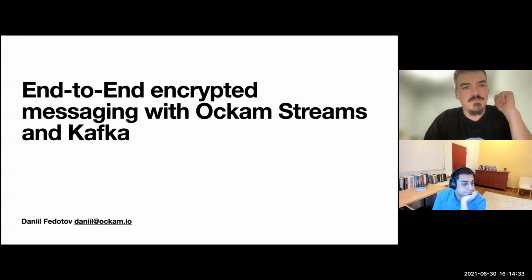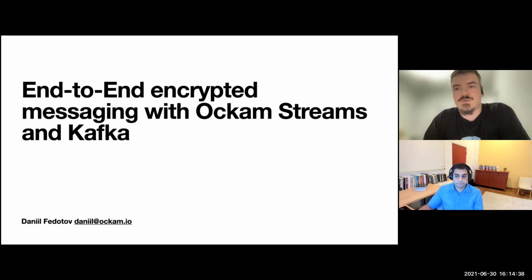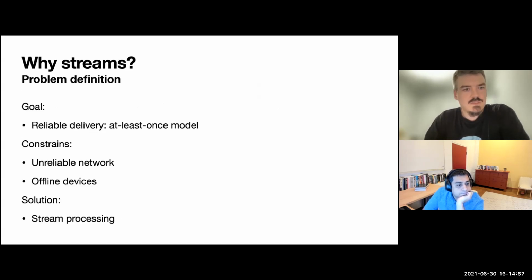Okay. So what we are trying to achieve here is end-to-end encrypted messaging using the Ockam secure channels, but we want to run it on top of streaming message brokers like Kafka. The problem definition, why we're doing this, is we want to achieve message delivery guarantees when we run our secure channels.